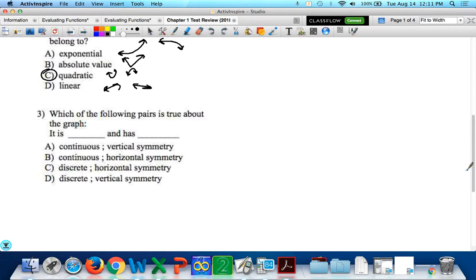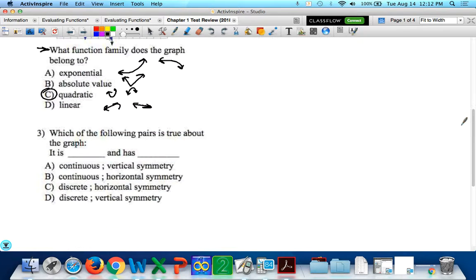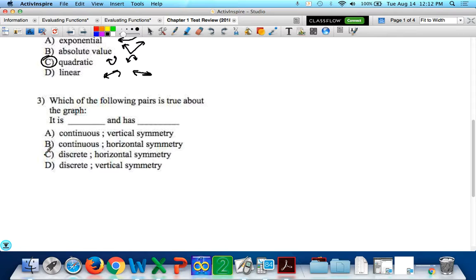Number 3 says, which of the following pairs is true about this graph? And it says, it is blank and has blank. Here you can start using some of your test-taking skills. Our only 2 options here are continuous and discrete. Well, that's one of the easiest distinctions we have. We can see that this is definitely not a dotted line, meaning it's not discrete, so it is in fact continuous. That means we can get rid of 2 options right there.